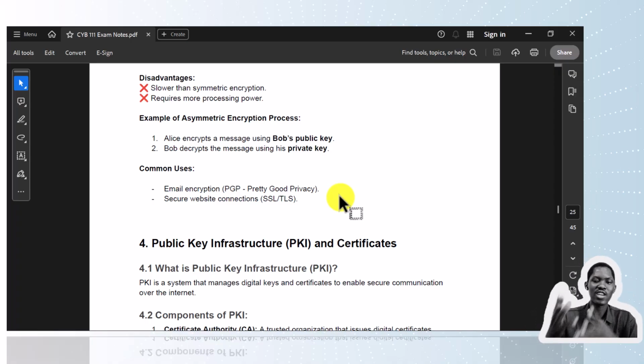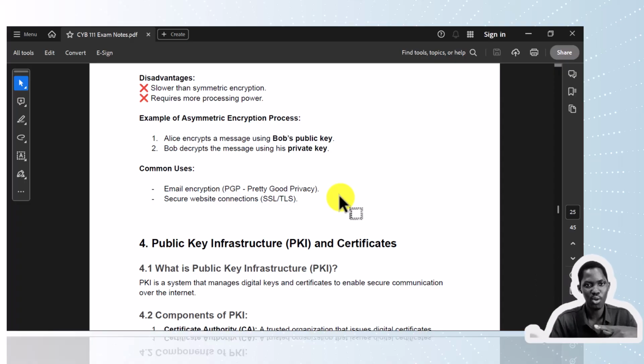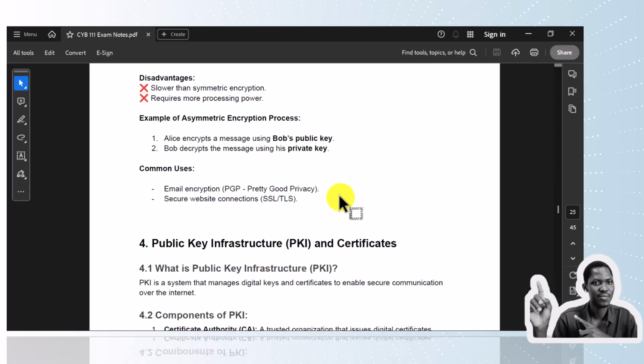So Alice will ask Bob, please send me your public key, I want to encrypt a message and send it to you. Bob will send the public key to Alice. Alice will take that public key and use it to encrypt a message, then send the message to Bob. Bob will now use his private key to decrypt the message. So that is the process. It is only Bob's private key that can decrypt messages that are encrypted with Bob's public key. You understand that? Common uses: email encryption, Pretty Good Privacy, and secure website connections, SSL, TLS, that's HTTPS.